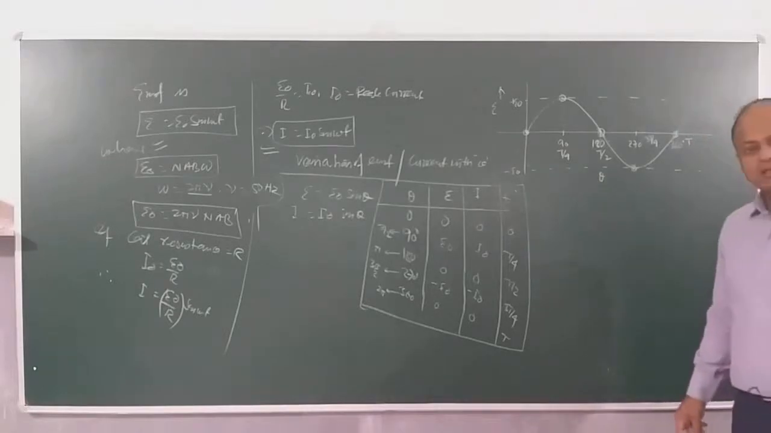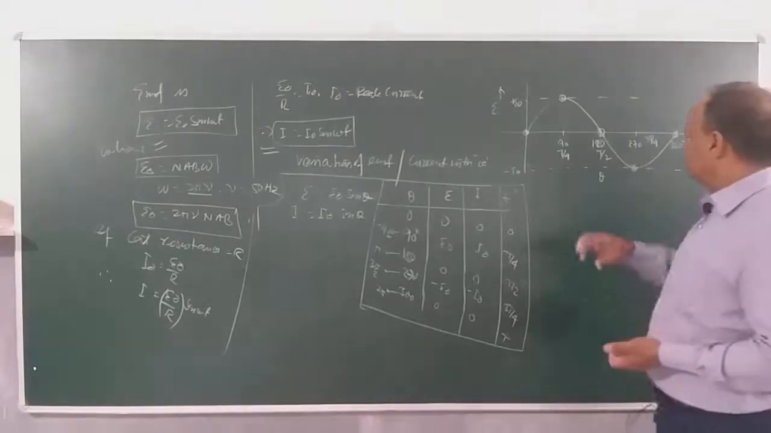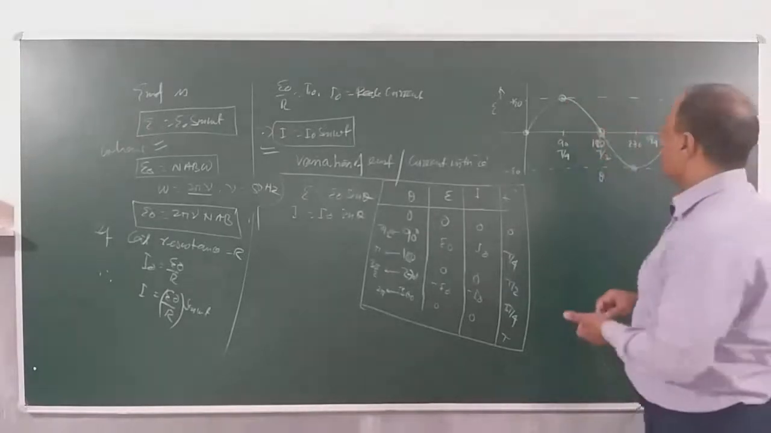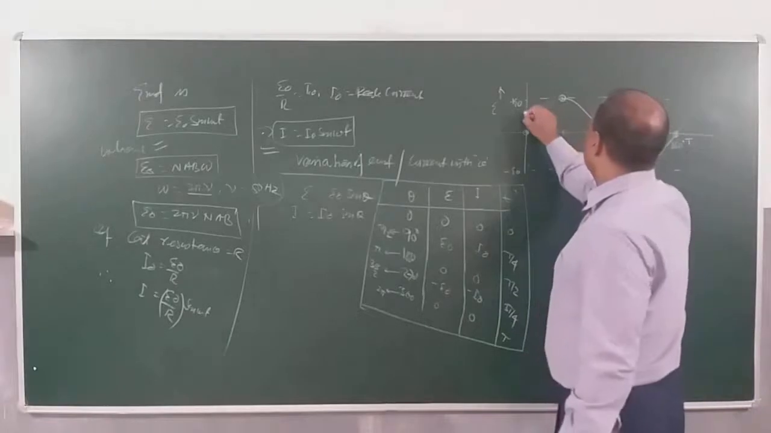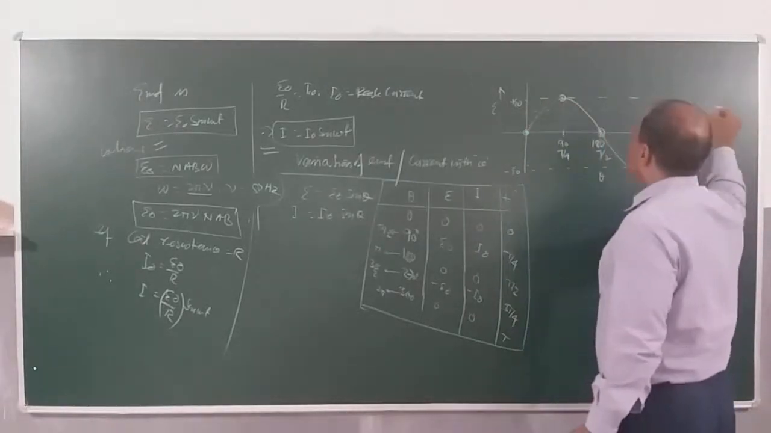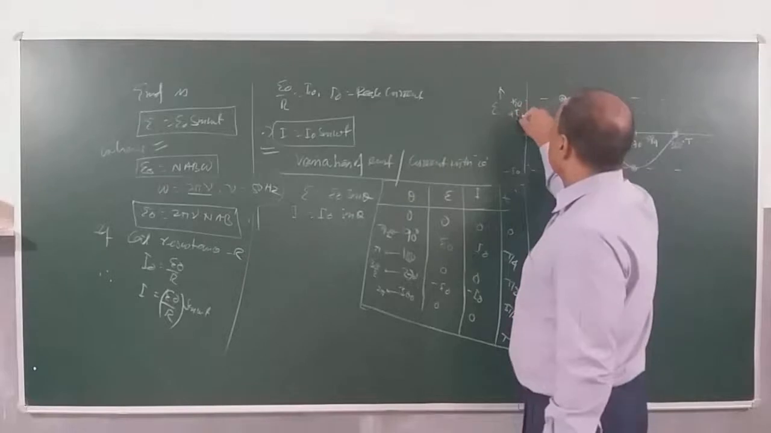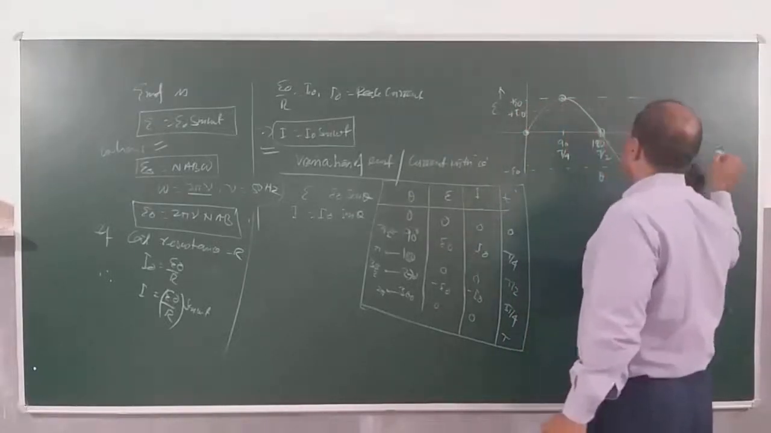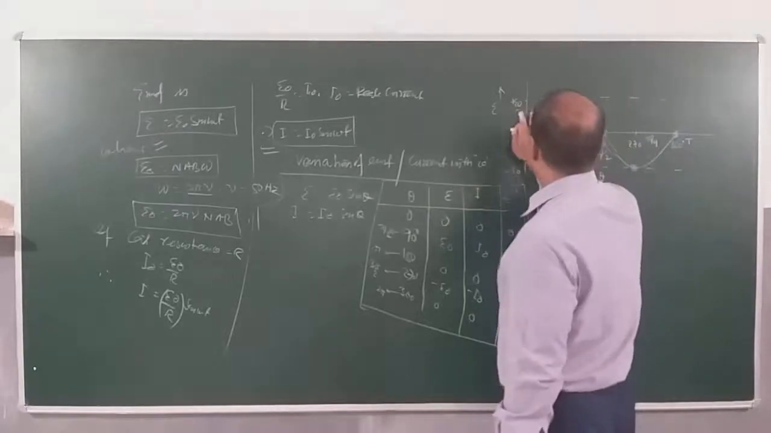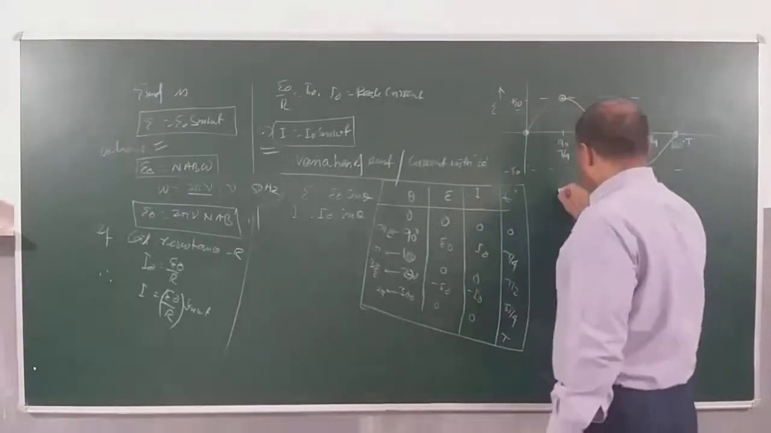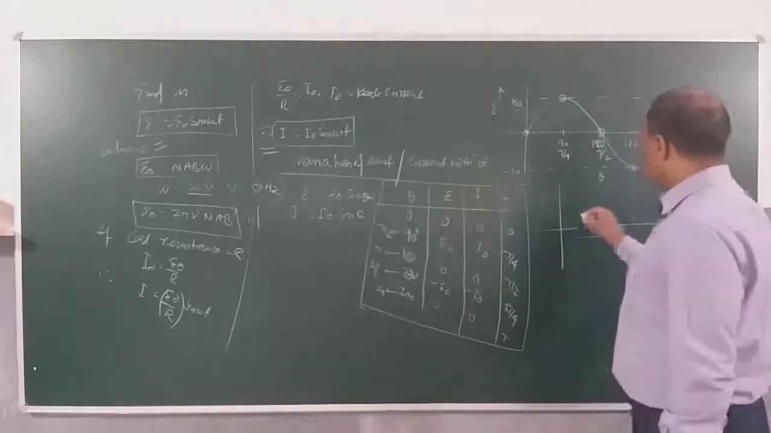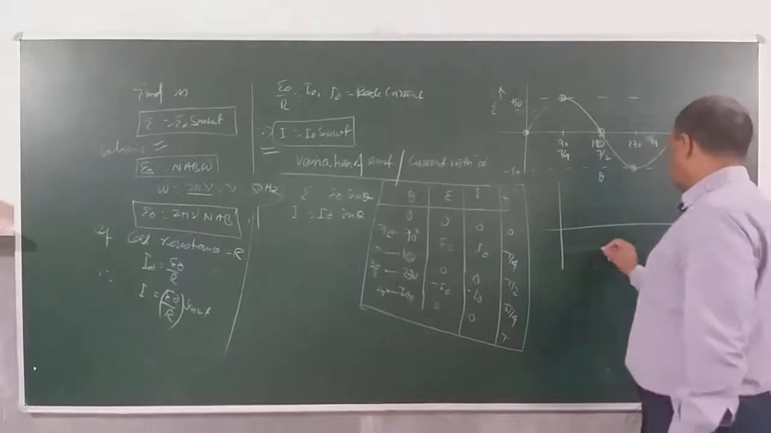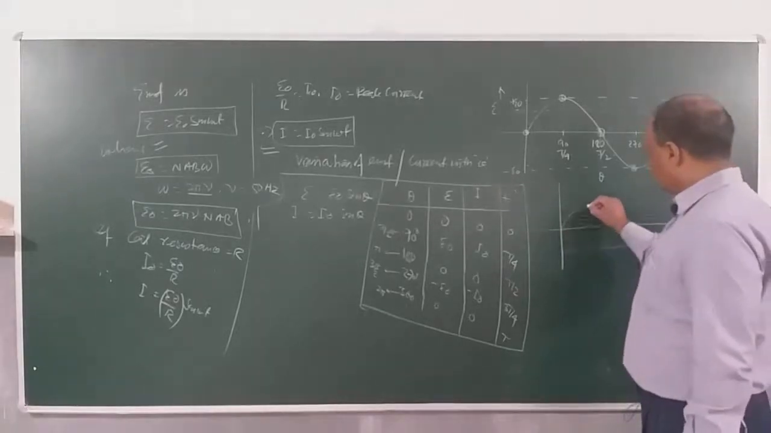If you want to plot current, then current will have a similar graph but with what? Smaller amplitude. I can plot it on the same graph. This is plus I naught and this is minus I naught. Let me plot it separately, I think it will be better. This is plus I naught and this is minus I naught. This is how the graph will come.